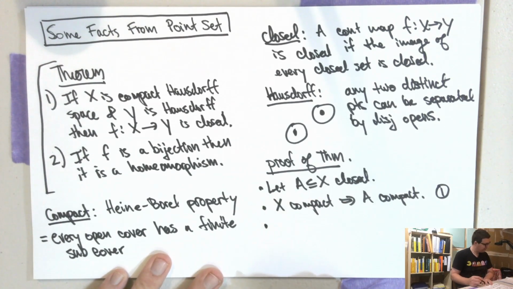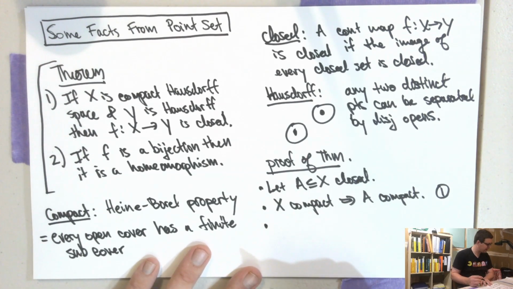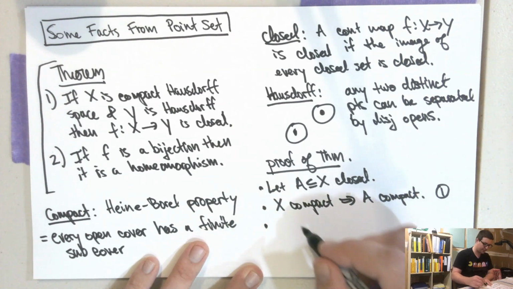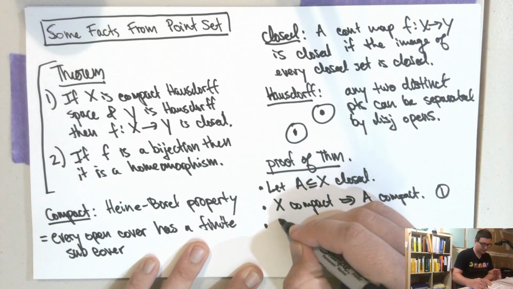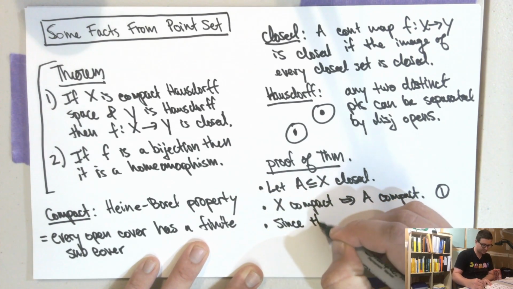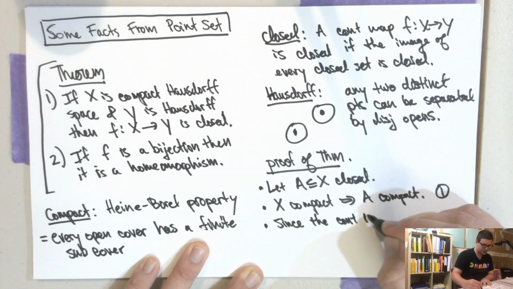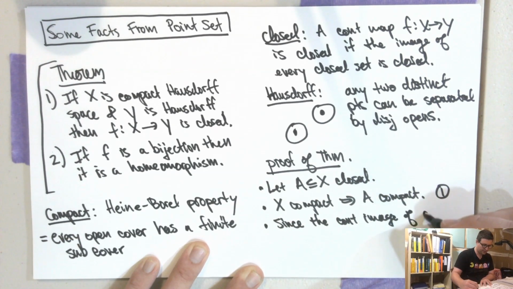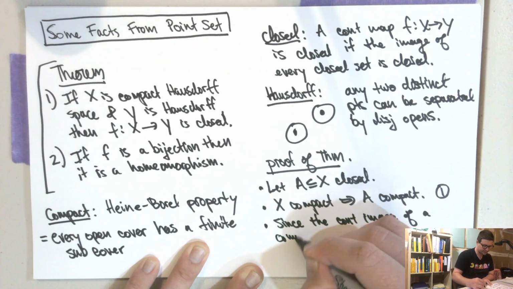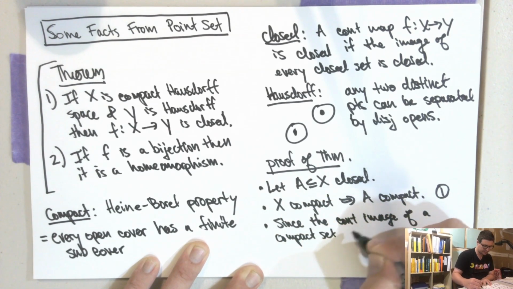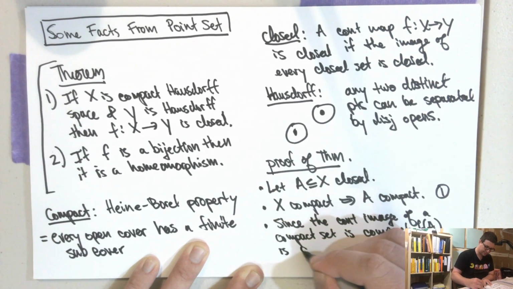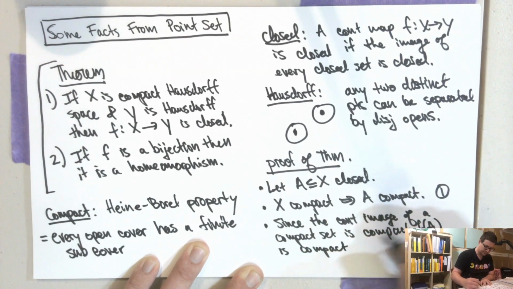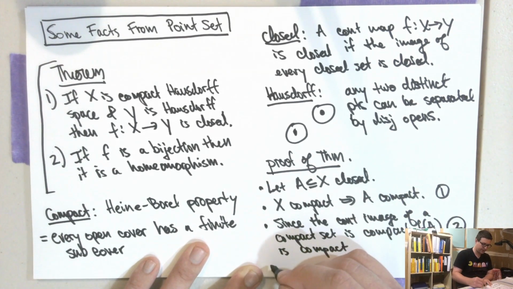Okay, all right. So the other thing that we're going to need is that we have that the image of this thing is compact. So since the continuous image of a compact set is compact, f of A is compact. This is property 2 that we're going to need.